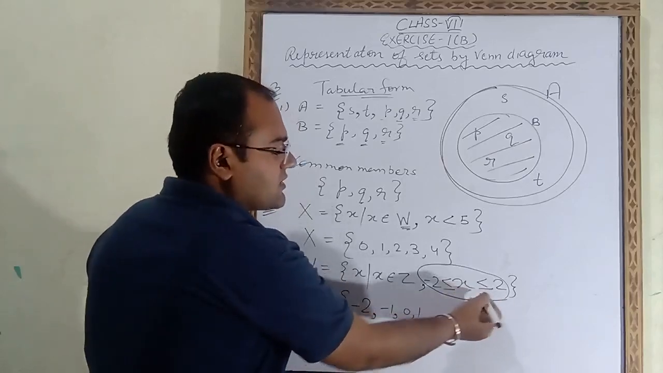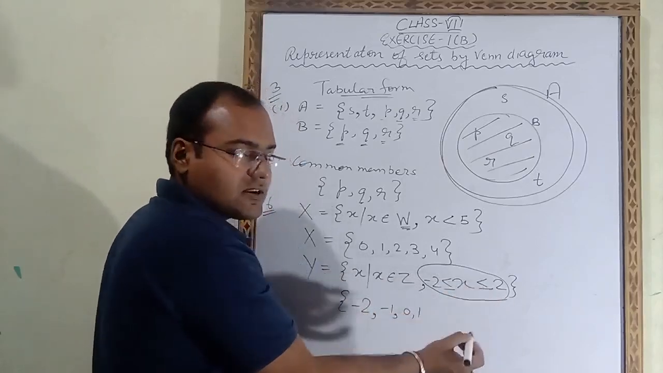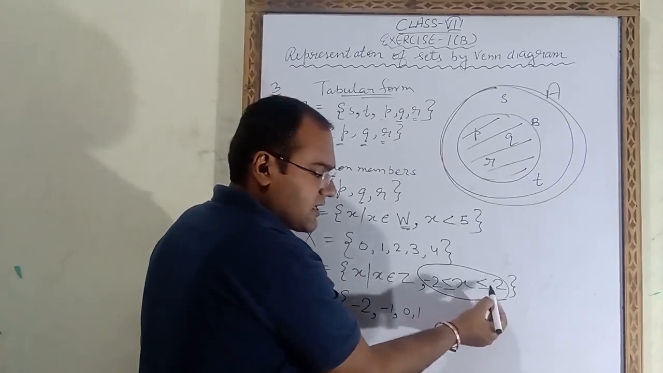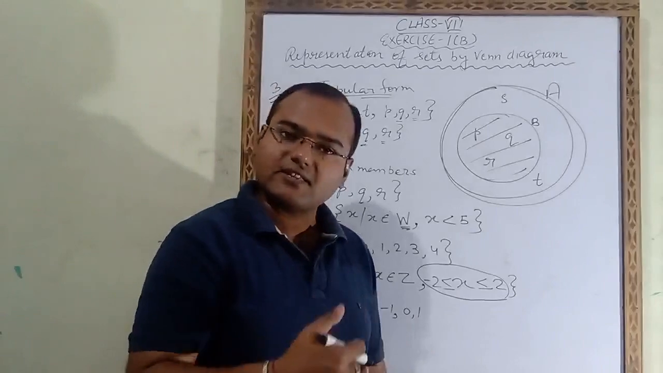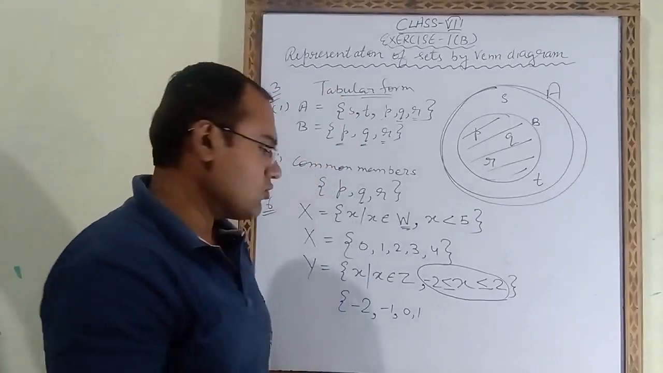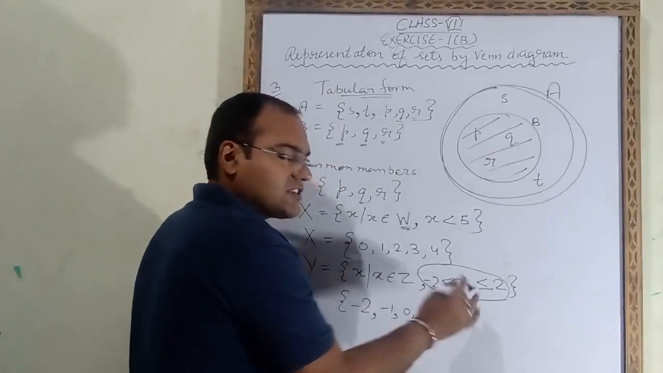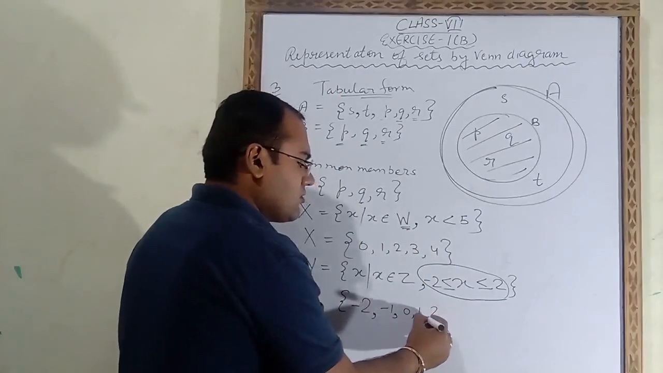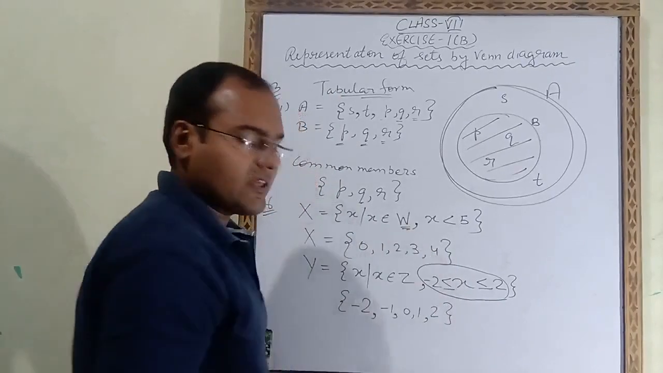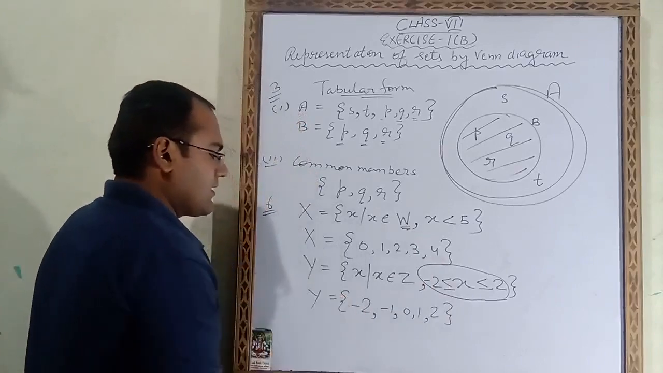And how will we read this? X, close sign is there, that means X is less than or equal to 2. We have to write all the numbers which are less than and equal to 2. So less than or equal to sign is there, so we can take 2 also. That means 0, 1 and 2. Till here we have to write in the set Y.